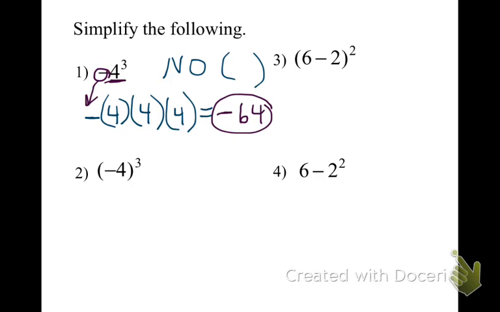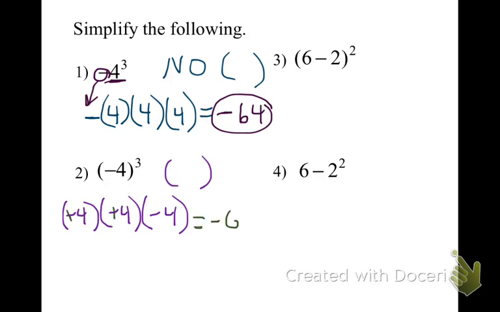Now with number 2, we do have parentheses, so technically this is -4 times -4 times -4. So let's see what my answer is going to be. These two turn into a positive. In this case, this turns into a -64. Be careful. Sometimes parentheses make a difference. I want you to really make sure that you're using these parentheses and paying attention. So they happen to work out this time, but it doesn't always work out.